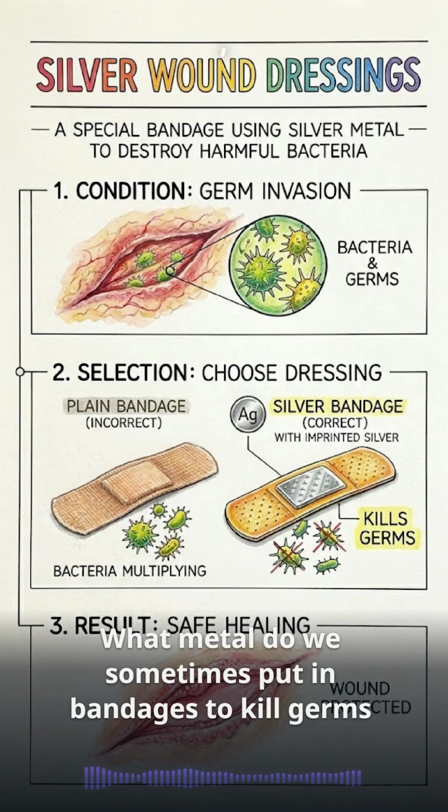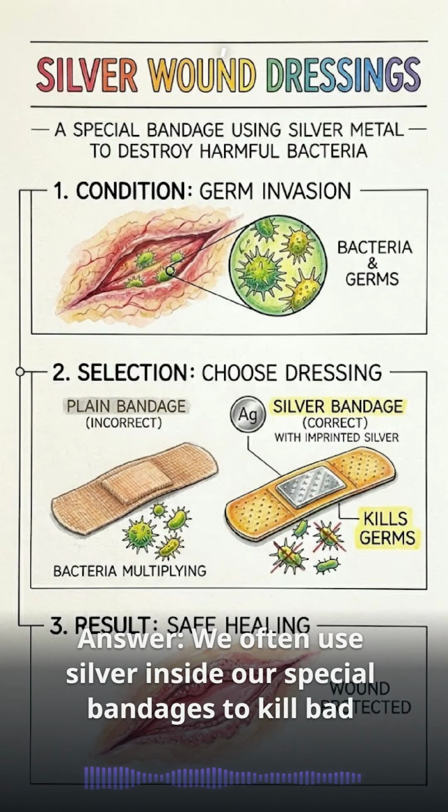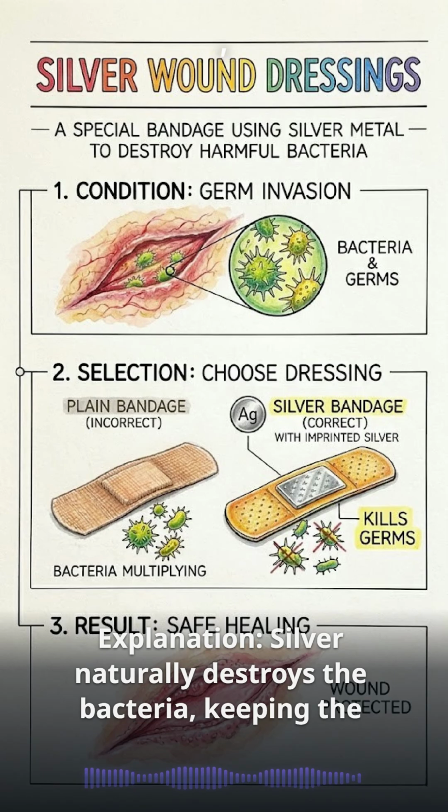19. What metal do we sometimes put in bandages to kill germs and bacteria? We often use silver inside our special bandages to kill bad germs quickly. Silver naturally destroys the bacteria, keeping the open wound safe from new infections.